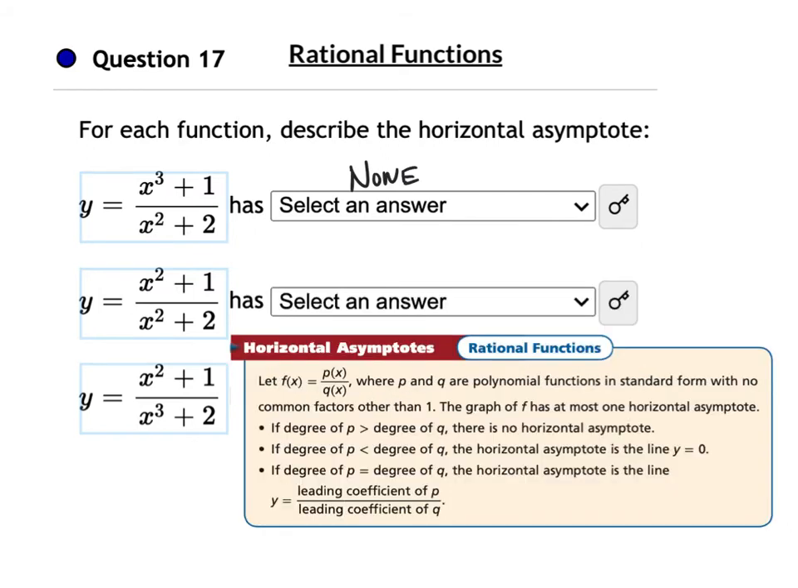In the second part, the degree of the top one is 2 and the degree of the bottom one is 2. The degrees are equal, which means the horizontal asymptote is the leading coefficient of the top one divided by the leading coefficient of the bottom one. 1 over 1. Those are the leading coefficients. The horizontal asymptote is y equals 1 over 1, which is y equals 1.